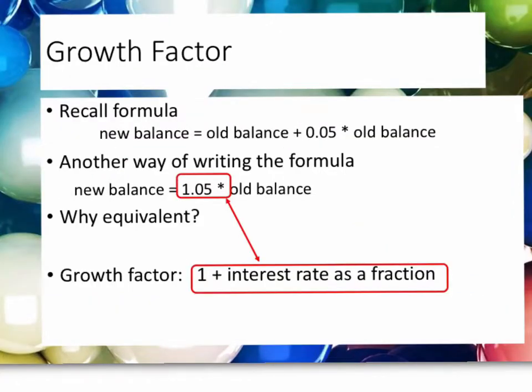Okay, let's think back to what we discussed. We want to recall the formula that we use for the growth factor of the exponential modeling, and this is on the savings account. We had the new balance equals the old balance plus 0.05 times the old balance. So another way of writing the formula would be new balance is equal to 1 plus 0.05 instead of just 0.05. This 1 is that old balance plus what is being added, the percentage, and we still multiply that by the old balance. I want you to think about, why are these equivalent? Why is this one equivalent to this one? And that's because of this growth factor. This growth factor is just 1 plus the interest rate as a fraction.